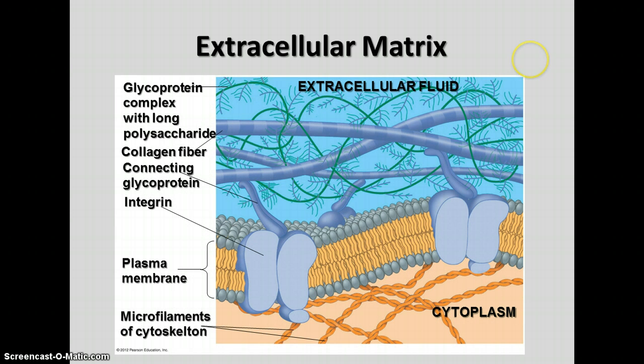Here's a diagram of the extracellular matrix. It's a pretty complex system of fibers and proteins. We have here the collagen fibers that are extending throughout there. There are also connecting glycoproteins that connect the integrins with the collagen fibers. This is all involved in part of the microfilaments of the cytoskeleton.